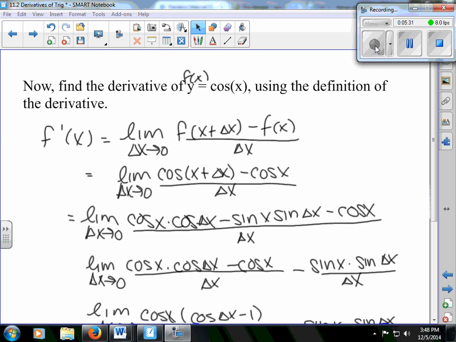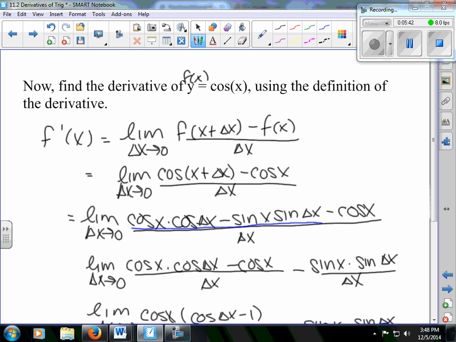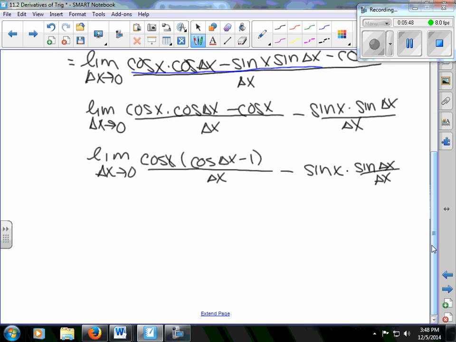Okay, so I've expanded my cosine of x plus delta x using this trig identity, and that was cosine of x, cosine of delta x minus sine of x, sine of delta x, and then I recopied the rest of my limit, and I have also gone through and distributed my delta x down here. I've distributed it first over here to the cosine of x plus delta x, and I brought this minus cosine of x over here. And then the sine of x delta x, which was left, I put on the right side.